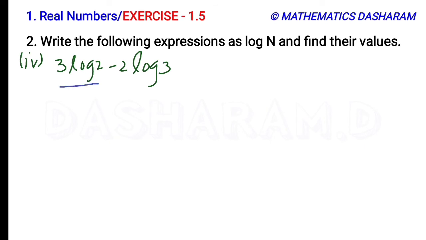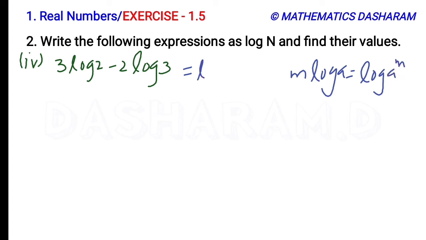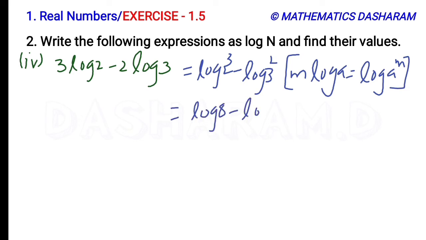Fourth question, 3 log 2 minus 2 log 3. First of all, I am applying the formula m log a equals to log a to the power of m. So then log 2 cube minus log 3 square. So then log 2 cube answer 8 minus log 3 square answer is 9. So here log a minus log b formula. Log a minus log b equals to log a by b. So 8 by 9. So this is our required answer.